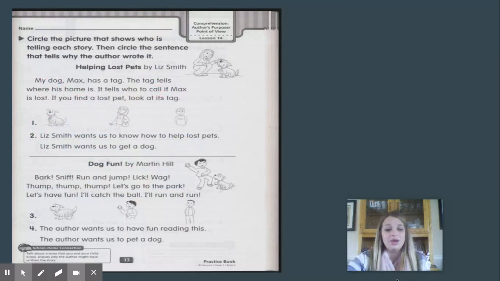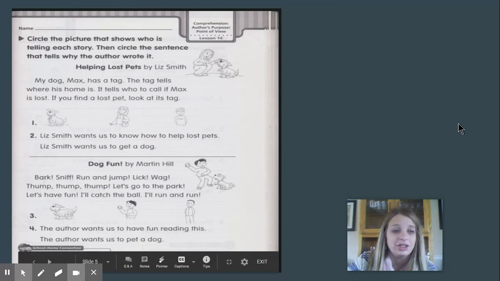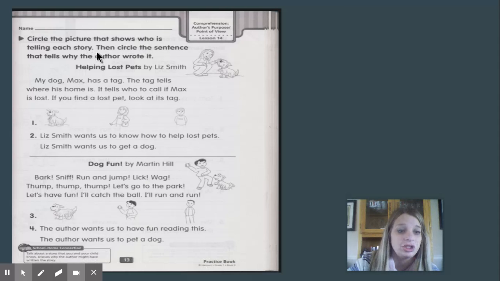All right, so your worksheet for the day is page 13, and it says circle the picture that shows who is telling each story. Then circle the sentence that tells why the author wrote it.